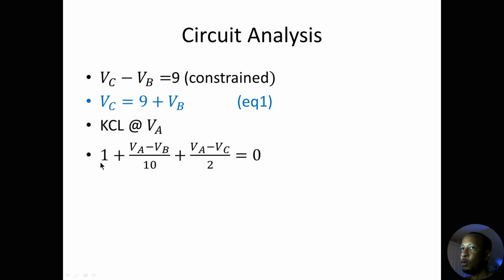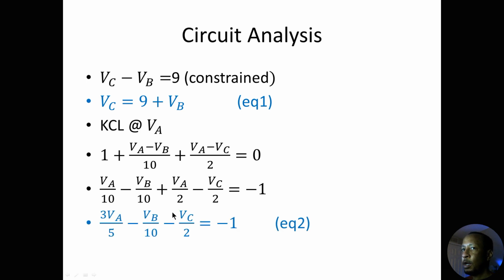Okay, so then next you have KCL at VA. And so that gives you 1 plus (VA minus VB) over 10 plus (VA minus VC) over 2 equals 0. Then next, VA over 10 minus VB over 10 plus VA over 2 minus VC over 2 equals negative 1. Then next, we have 3VA over 5 minus VB over 10 minus VC over 2 equals negative 1, and that is our equation number 2.